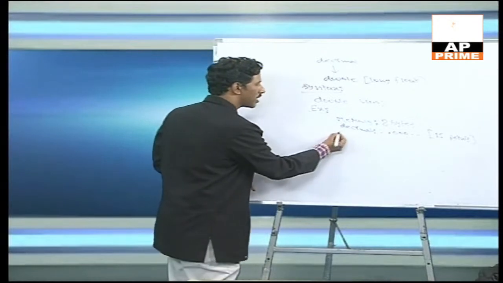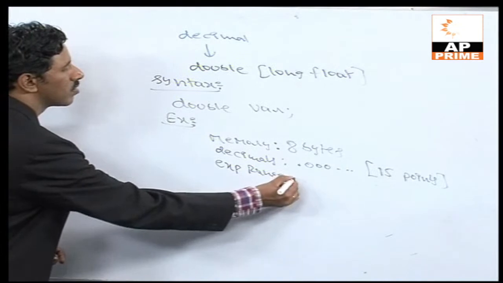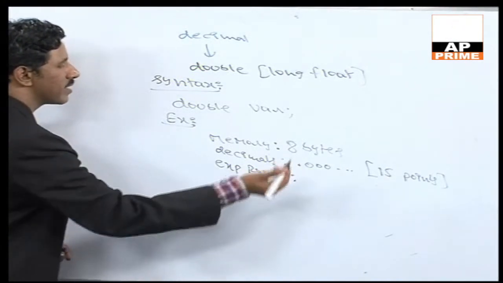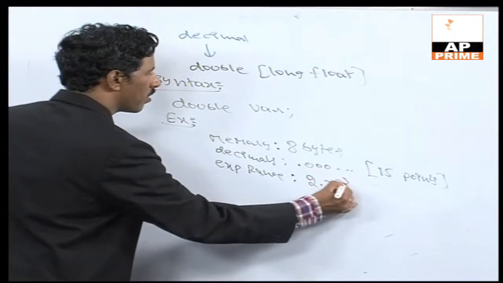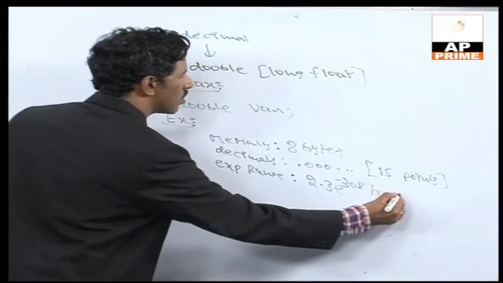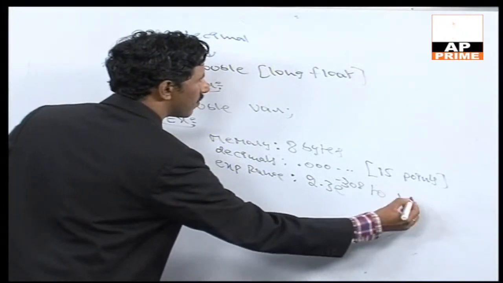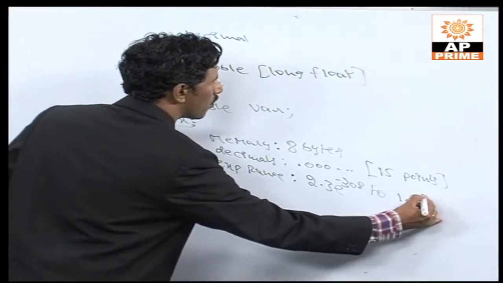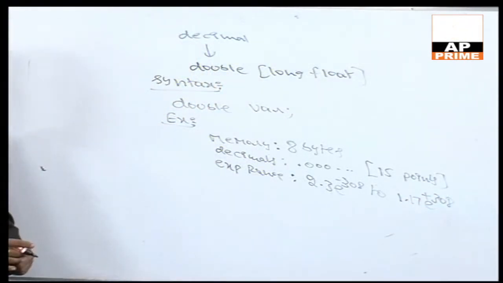And for float and double, exponential range is also allowed. What is the range here? 2.3 e power minus 308 to 1.7 e power plus 308. It is called an exponential value, and that is also allowed.